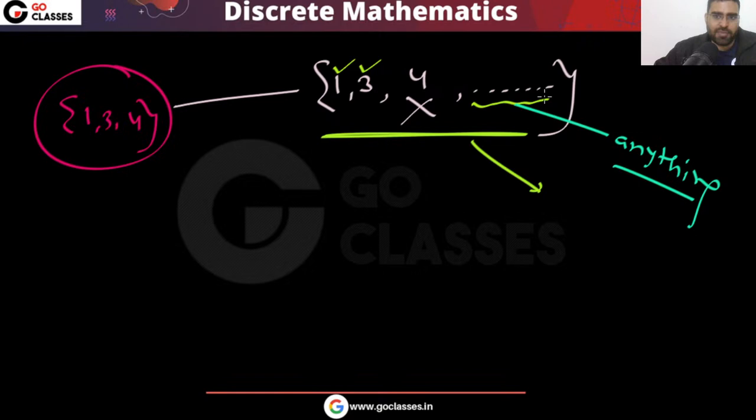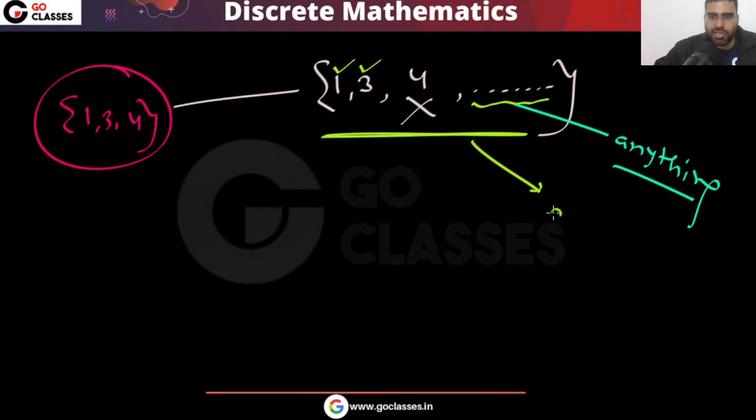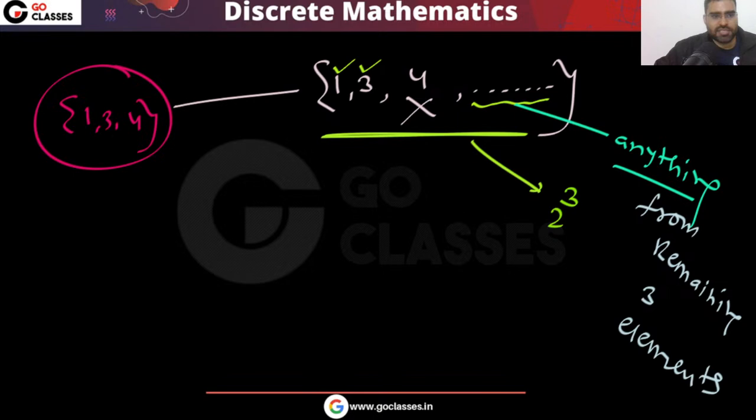Actually, in the same question, if you have n instead of 6, you generalize, okay, we will generalize after some time. But remaining 3 elements, anything you can take. So 2 power 3, correct? 2 power 3, anything from the remaining 3 elements. You can take any superset. So this will be 2 power 3. Yes or no?